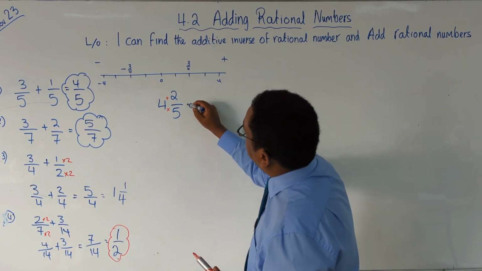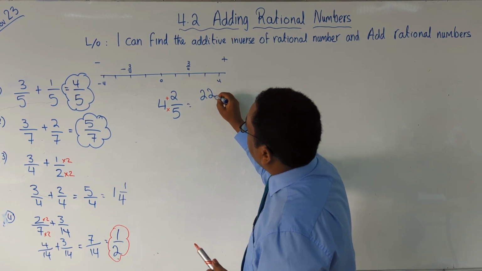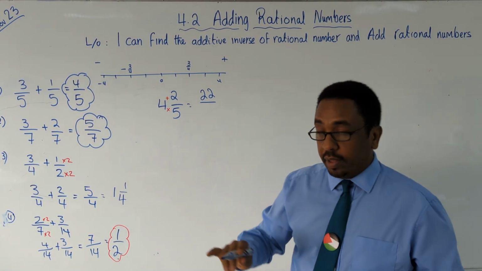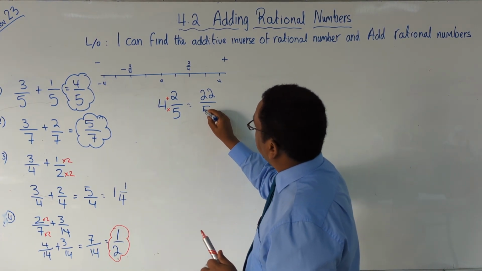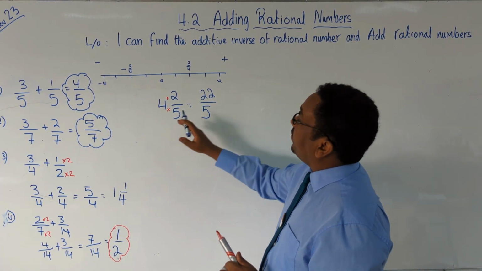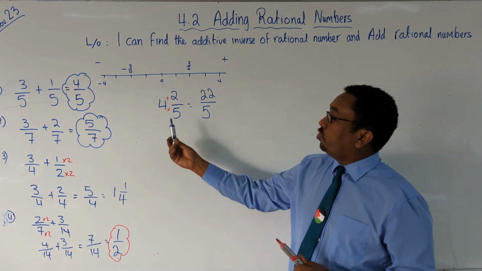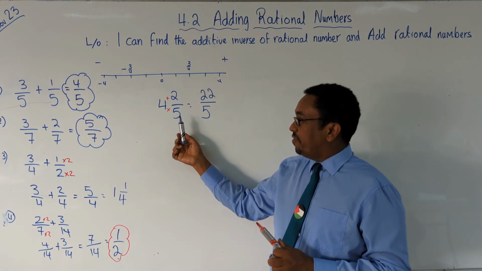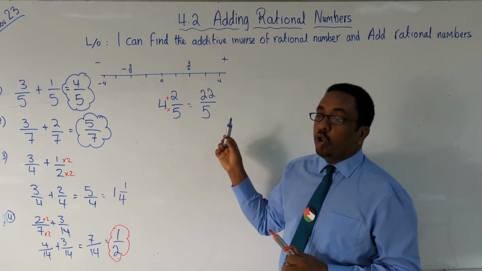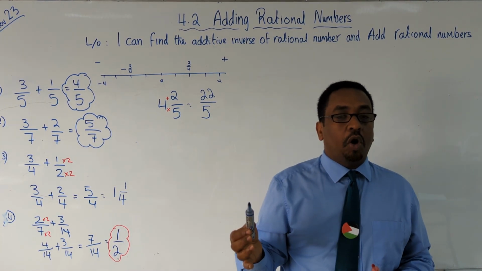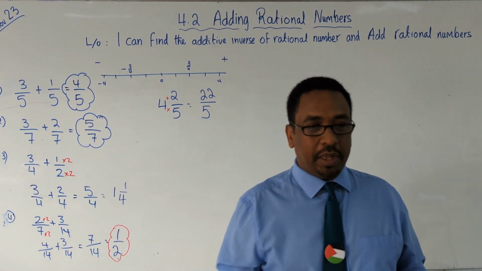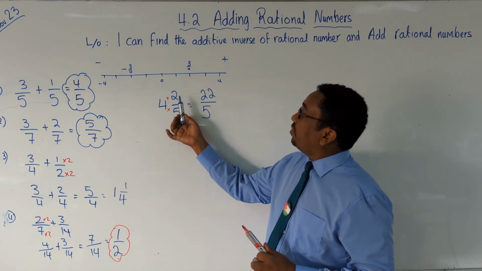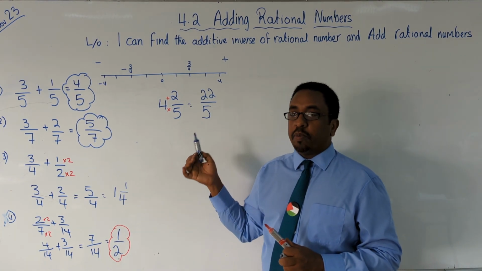So the answer becomes 22, and the denominator doesn't change. It stays the same, so it's 5. Yes. So this is the same as this one. This is called a mixed number, a mix of a whole number and a fraction. And this is called an improper fraction or top heavy fraction. Does that make sense? Yes, sir. So before we add numbers, we have to change them into an improper fraction.